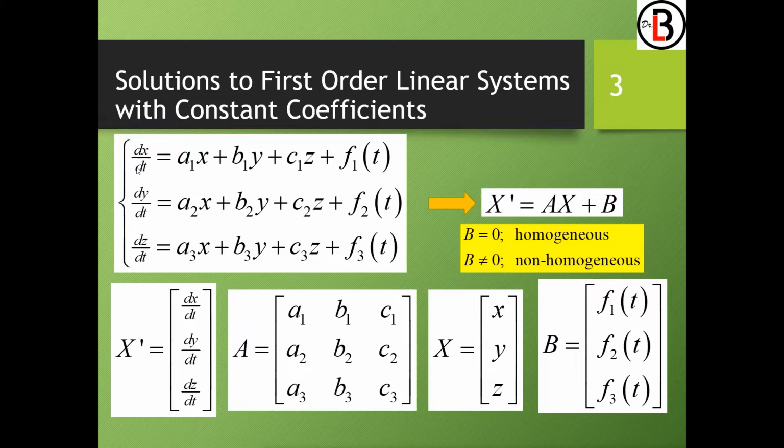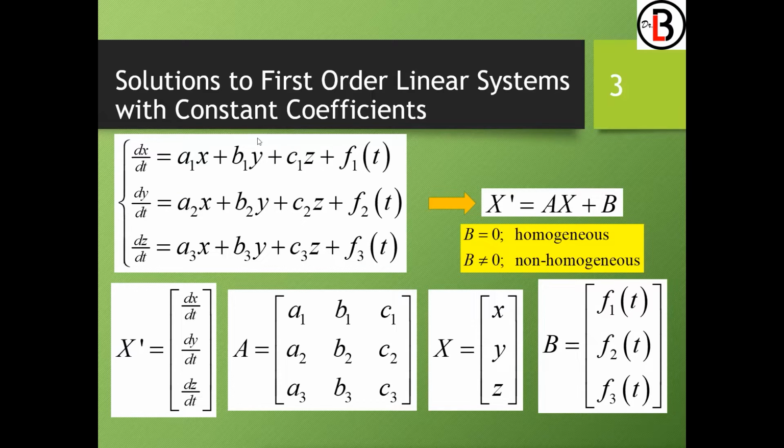Typically, you'll have something like this. So for example, the derivative of x with respect to t is equal to a1x, b1y, c1z plus any function of t. And then similarly, the derivative of y with respect to t is this one, wherein a, b, and c are the constant coefficients of the variables x, y, and z.